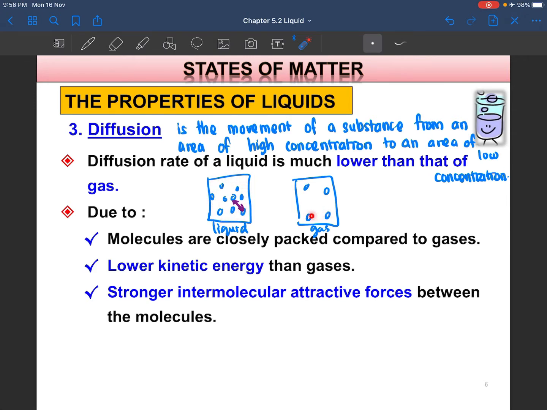So end up diffusion rate of liquid lebih rendah daripada gas. Gas intermolecular forces dia very weak. So dia nak gerak-gerak lah, tak ada siapa peduli dekat dia sangat. So that's why gas diffuses at a higher rate than liquid.